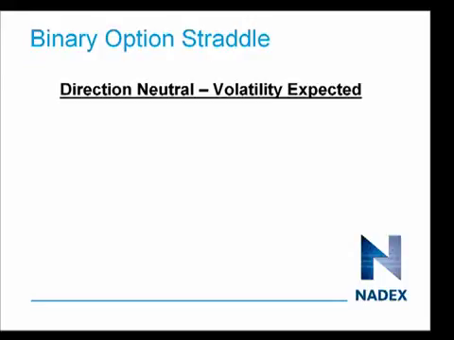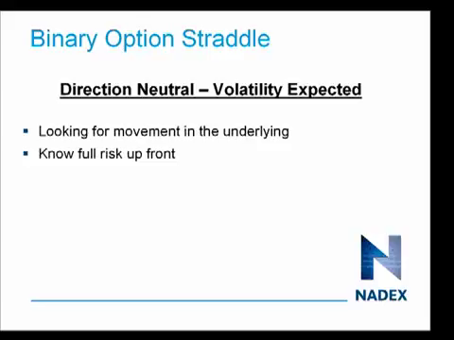What we're going to be looking for in a straddle is a direction neutral trade with volatility expected. So we're looking for movement in the underlying. We're looking for pretty sizable movement in the underlying, perhaps around a fundamental news announcement such as a non-farm payroll report or a Fed decision.